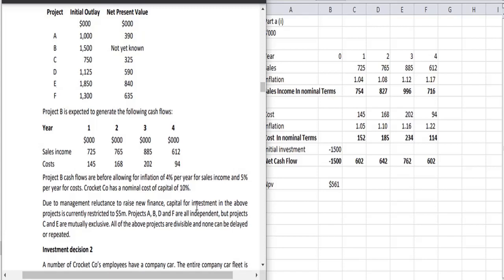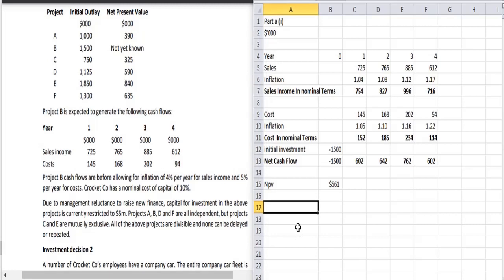Yeah, the question has told that the project is divisible, so it means we have to calculate the profitability index. Otherwise, if the project is not divisible, in that case we have to use trial and error to find out the optimum investment. None can be delayed or repeated. Okay, so let's calculate, and this is for the part A 2 requirement.